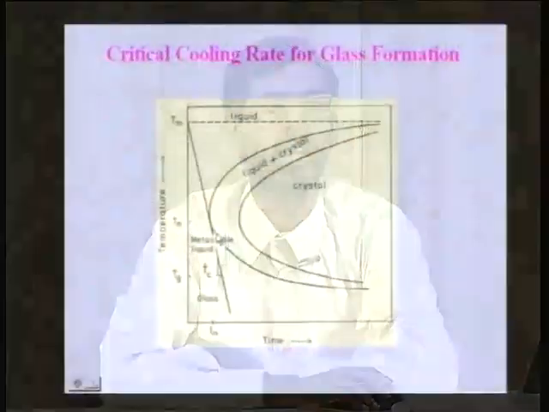So, last class we were talking about glass formation and the various criteria of glass formation. We talked about the thermodynamics of glass formation, and we talked about the kinetics of glass formation. As you can see here, what we have is the critical cooling rate, which talks about the kinetic constraint. That means if you can suppress the crystal, you can get a glass.